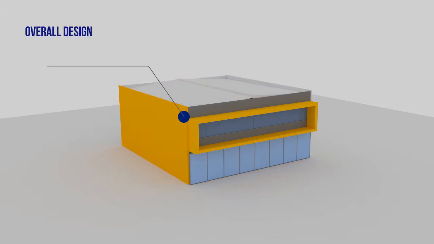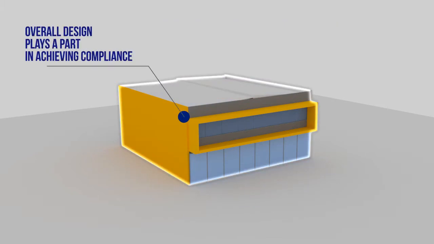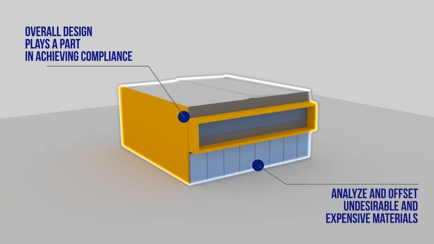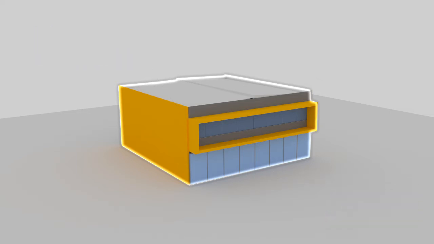What this means is that the overall design of the building plays a part in achieving compliance, not just the materials. And it allows you to critically analyze and offset undesirable, expensive things with more attractive substitutes. Let's show you how JV3 works.